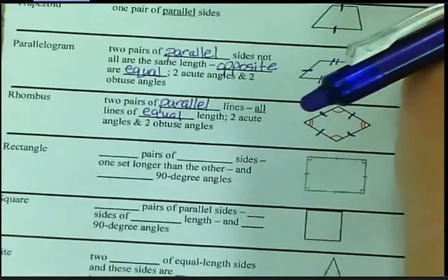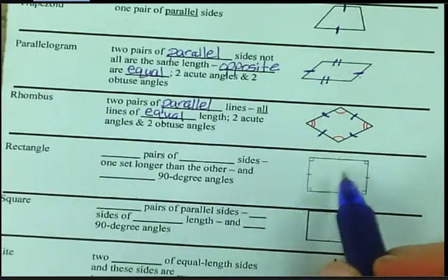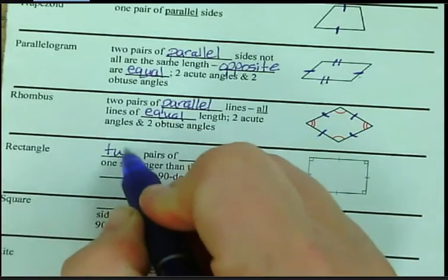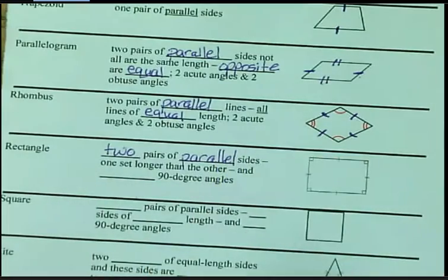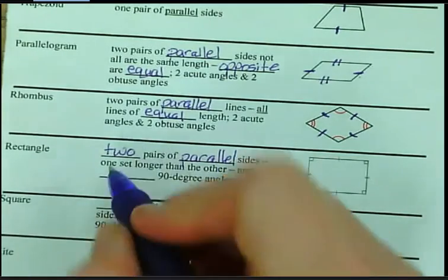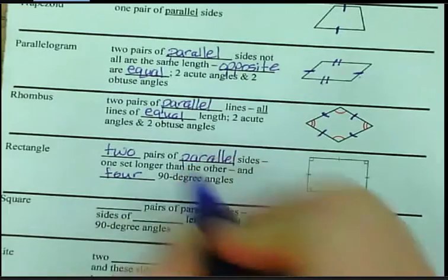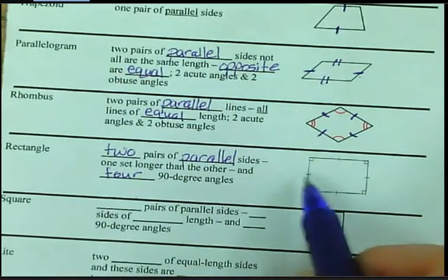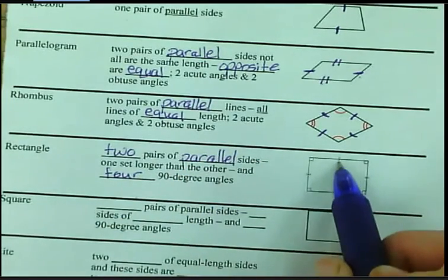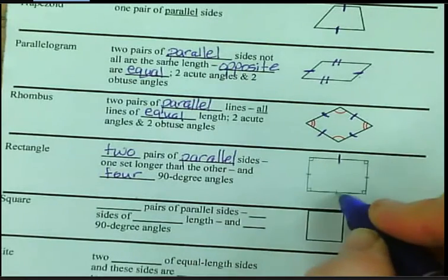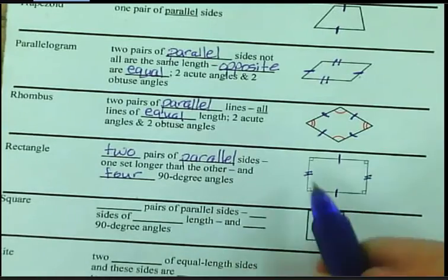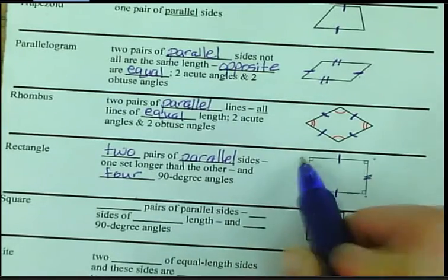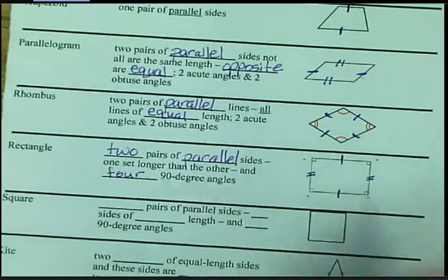A rectangle. You know what a rectangle is. We have two pairs of parallel sides. One set is longer than the other, and you get four 90-degree angles. So you can see we've got, this is one, and this is two lines and two lines, but we have four right angles right there. That makes it a rectangle.